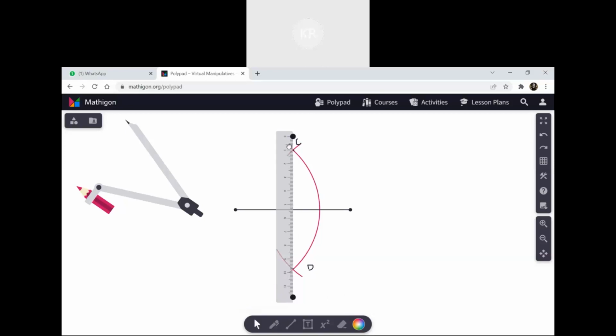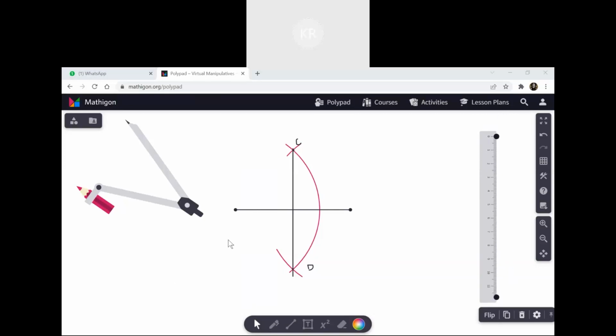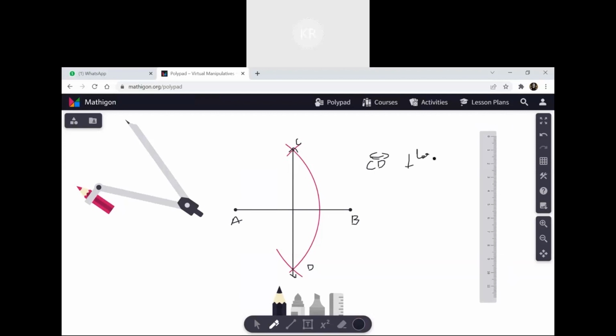Yeah, now I made it. This line I will draw. This CD is the perpendicular bisector of the line segment AB. I'll keep it aside. Here I have named this A, B, and CD which we have drawn. This is the line which is the perpendicular bisector of line segment AB.